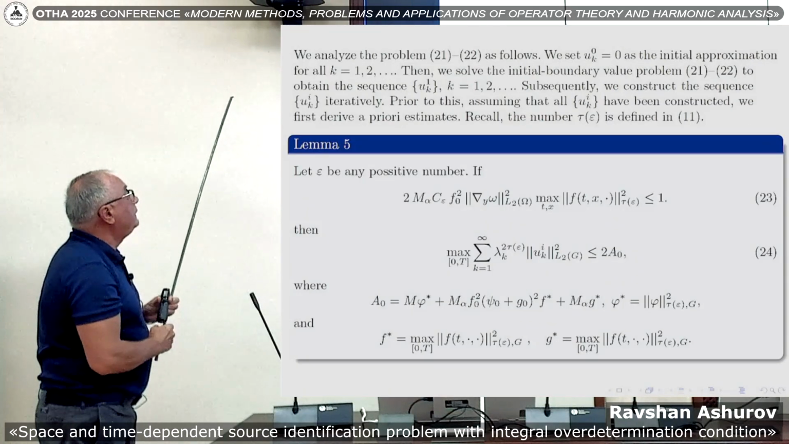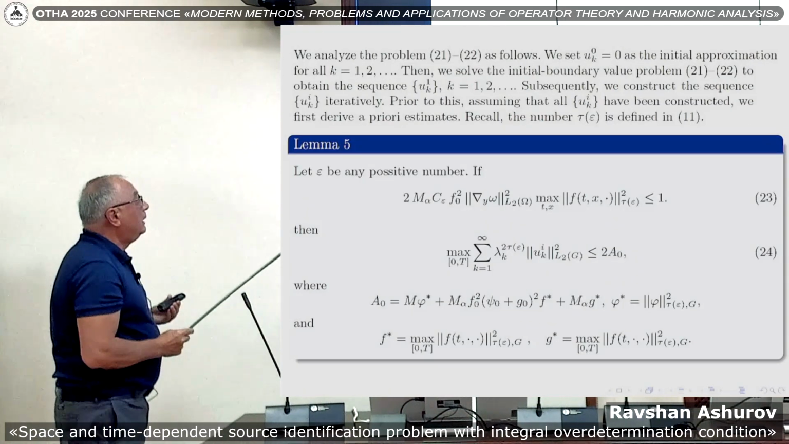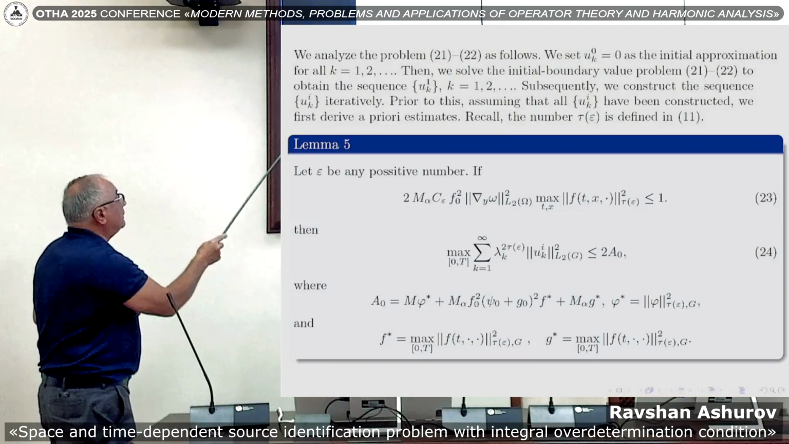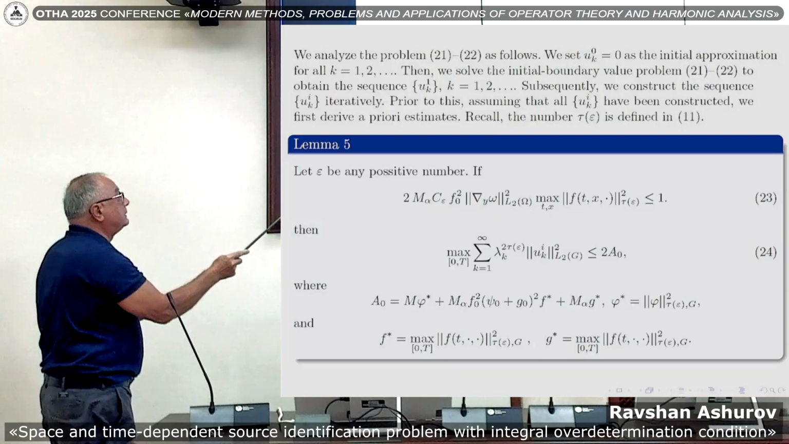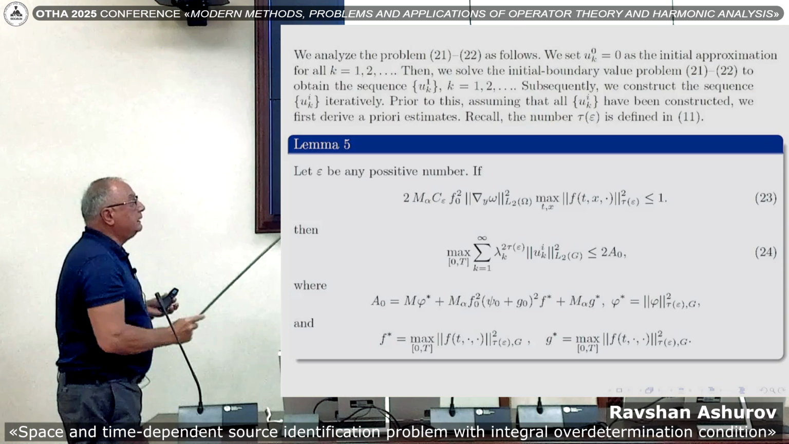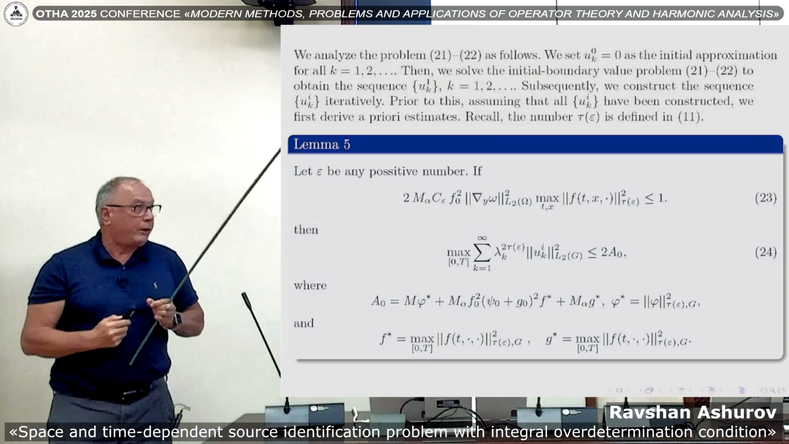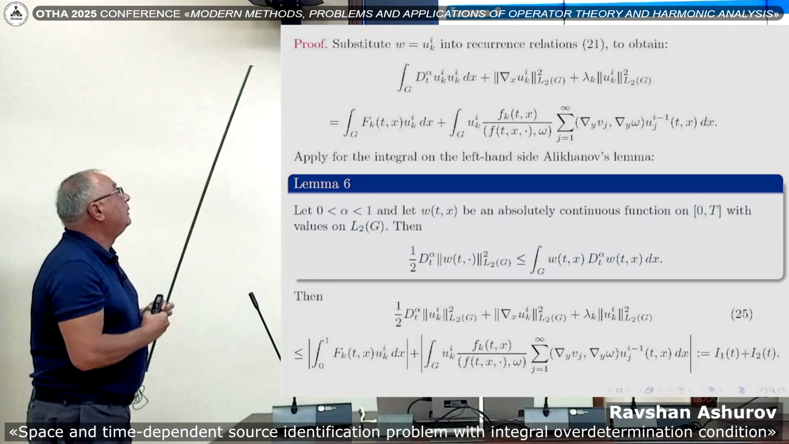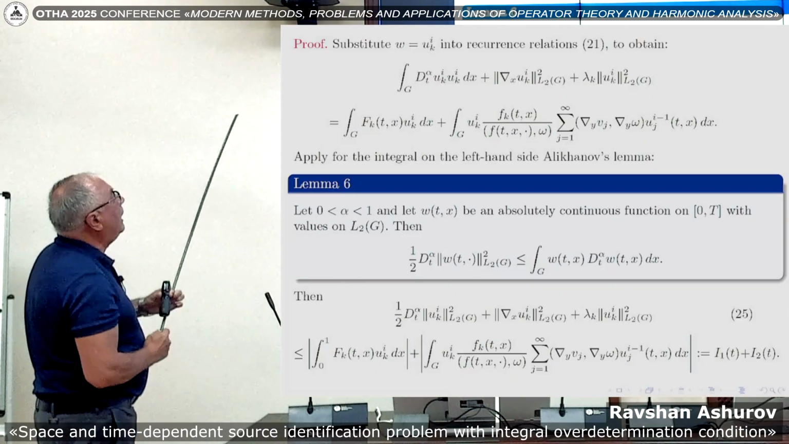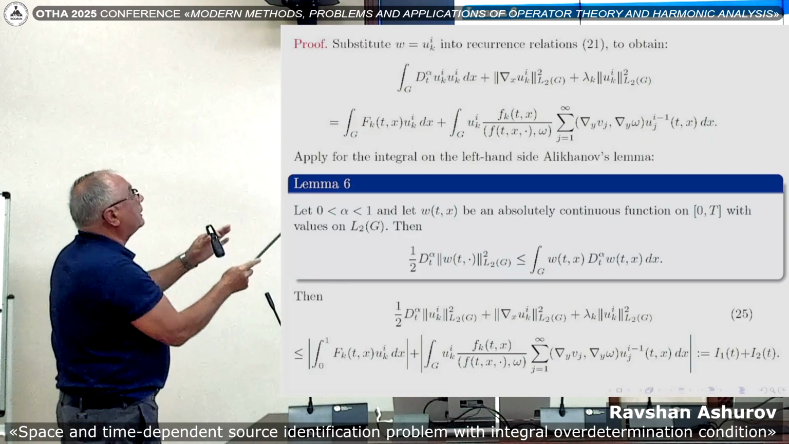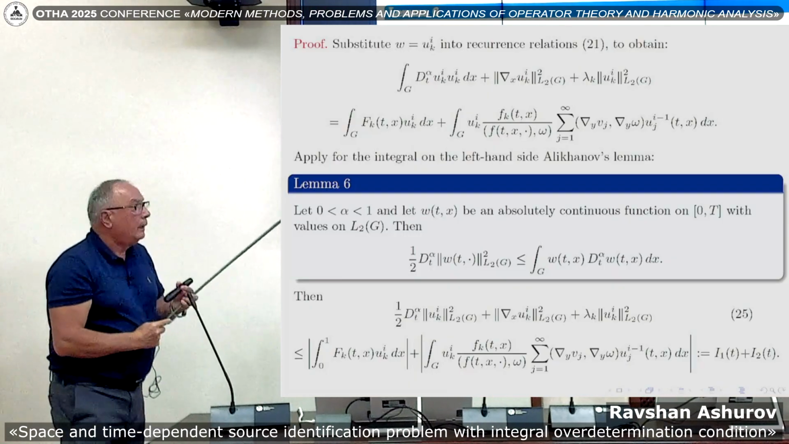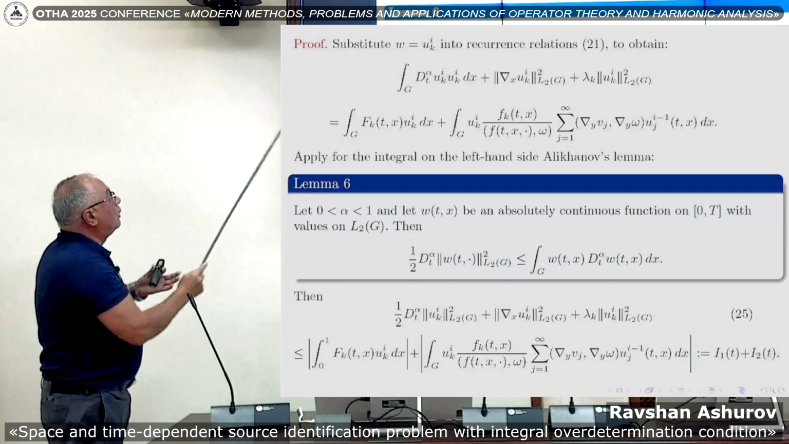So what we do is we obtain an a priori estimate, this lemma about this. Let epsilon be any positive number. If you have 23, then you have 24. 23 is just the condition from the theorem. Okay? So how to prove this? Just some idea, because it is quite complicated. You see, we take the recurrence relation, and instead of omega we put uki. In that case, we have the following equality.